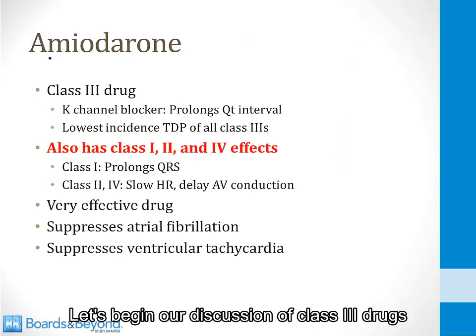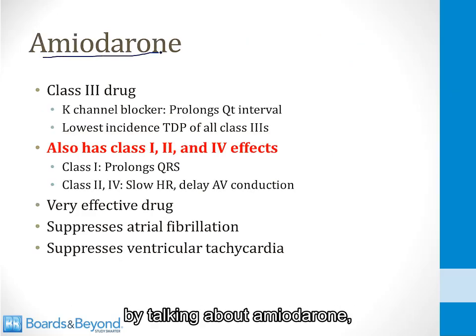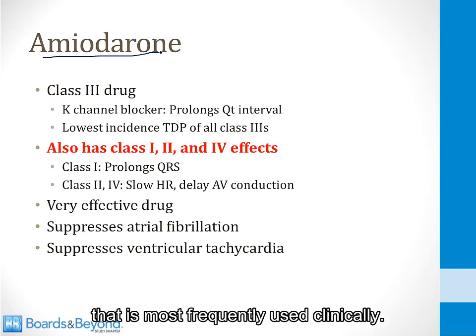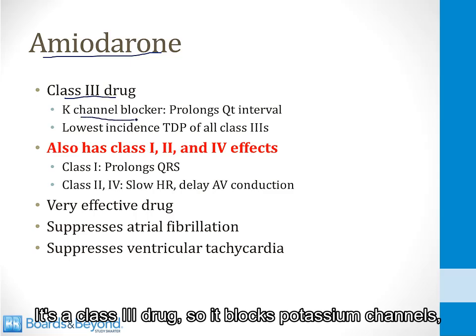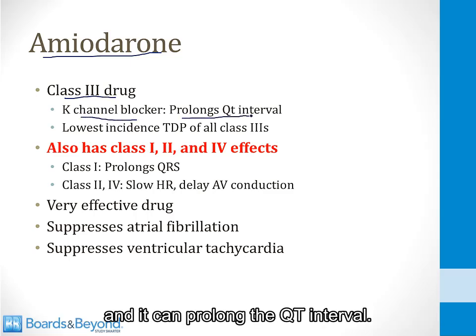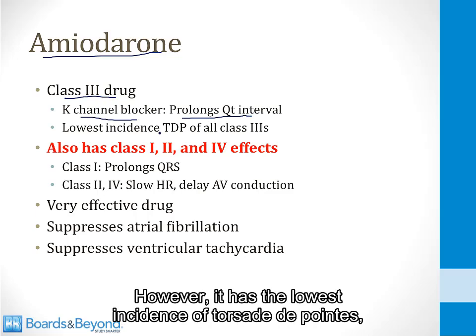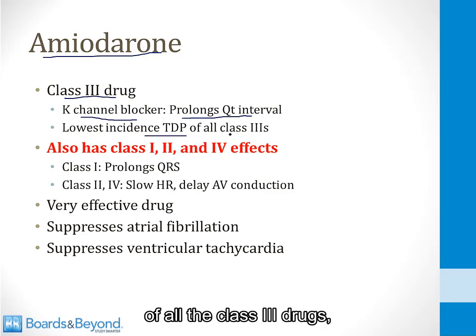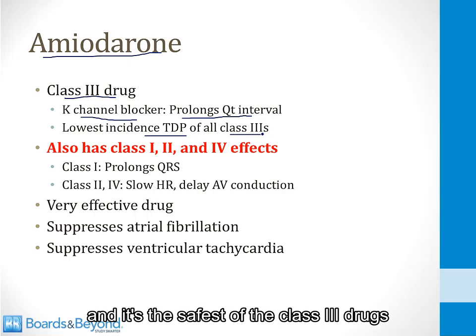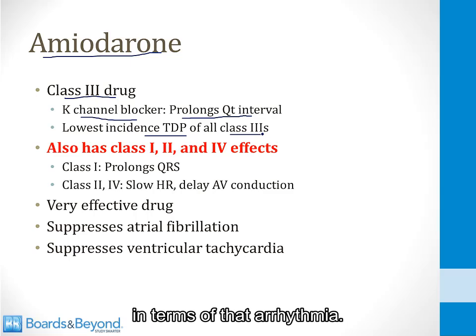Let's begin our discussion of class 3 drugs by talking about amiodarone, which is the drug in this class that is most frequently used clinically. It's a class 3 drug, so it blocks potassium channels and it can prolong the QT interval. However, it has the lowest incidence of torsade de pointes of all the class 3 drugs, and it's the safest of the class 3 drugs in terms of that arrhythmia.